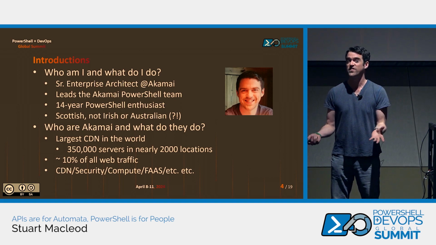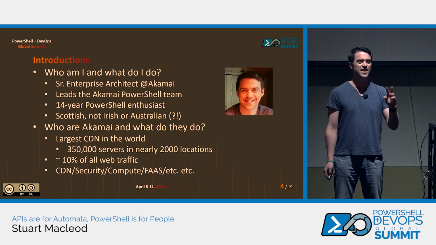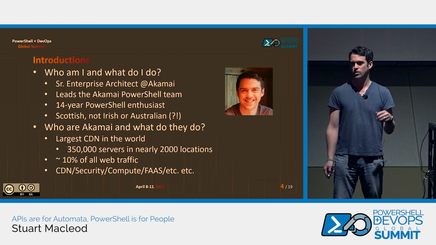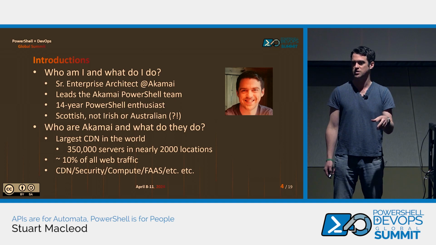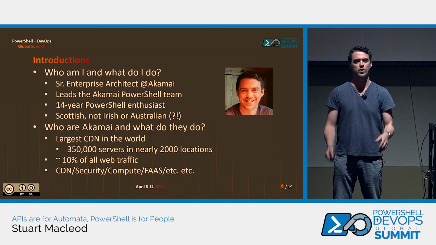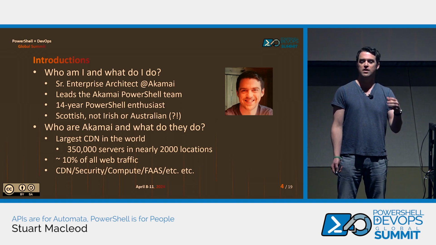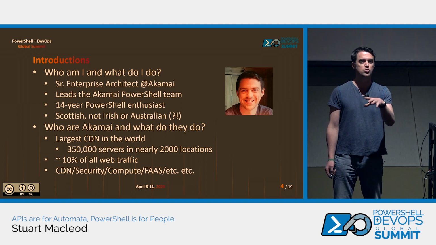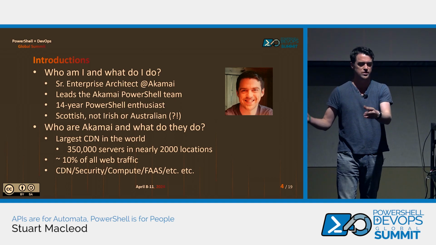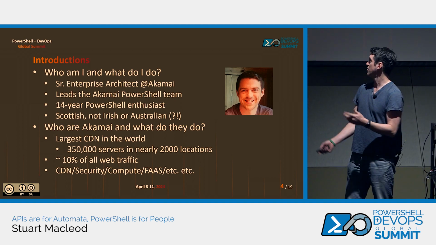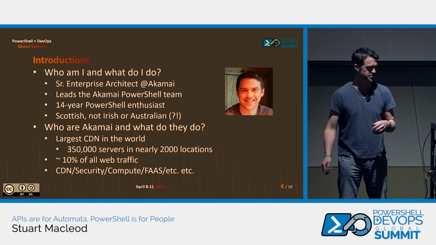We have 350,000 servers in 2,000 locations. So when Abby was talking about the edge in the keynote yesterday, this is basically what we're talking about. Our servers are, for the most part, in your ISP. We don't use big super pops the way other kind of IaaS providers do. So generally, when you're talking to an Akamai server, it's as close to you as we can get it, and that's what the edge is really referring to. We and others do a similar kind of thing. But as I say, we do CDN, security, compute, FaaS, storage, a whole bunch of stuff.